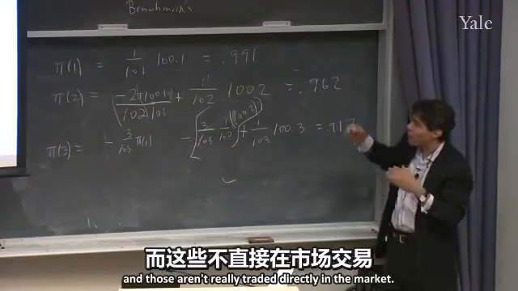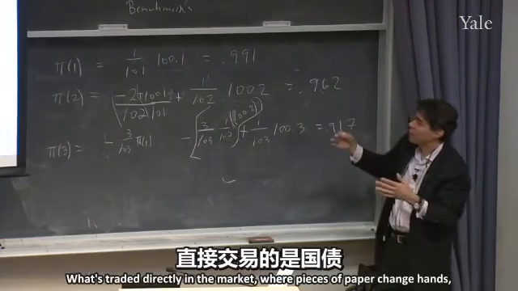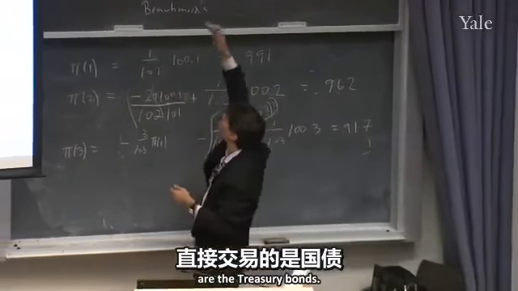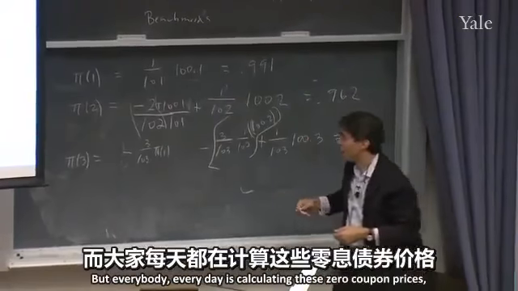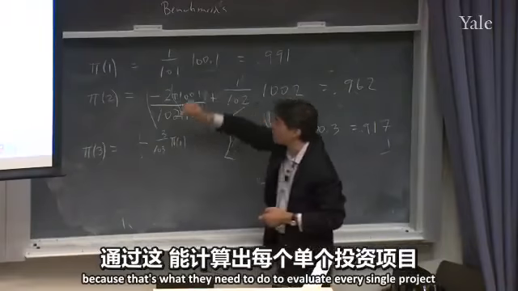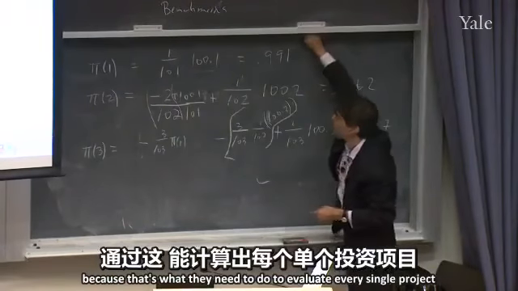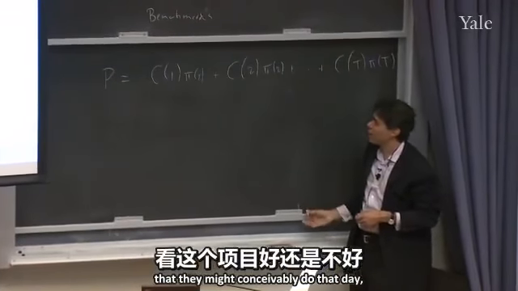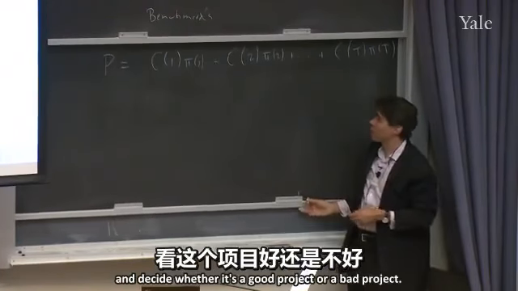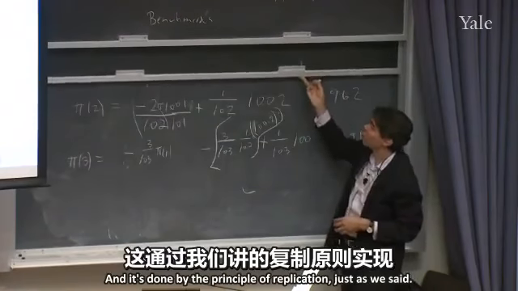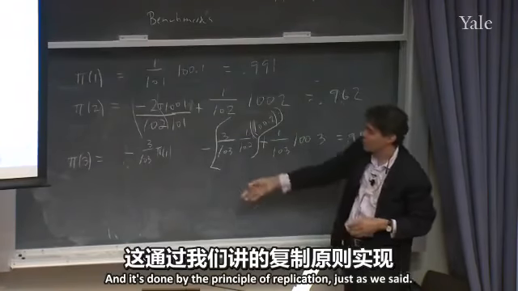And those aren't really traded directly in the market. What's traded directly in the market, where pieces of paper change hands, are the treasury bonds. But everybody every day is calculating these zero coupon prices, because that's what they need to do to evaluate every single project that they might conceivably do that day and decide whether it's a good project or a bad project. Is it worth the price or not worth the price? Okay, and it's done by the principle of replication, just as we said.